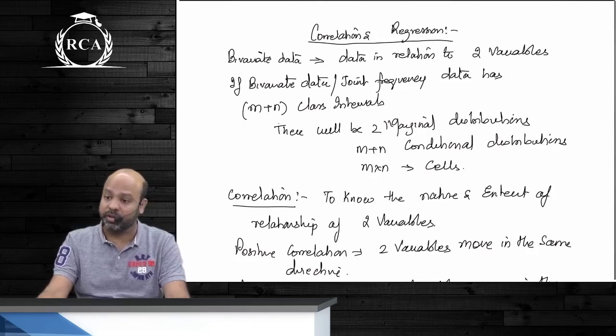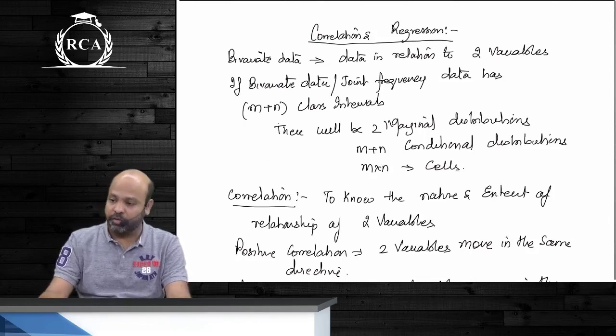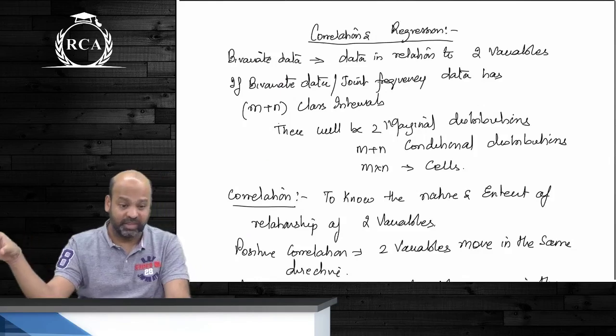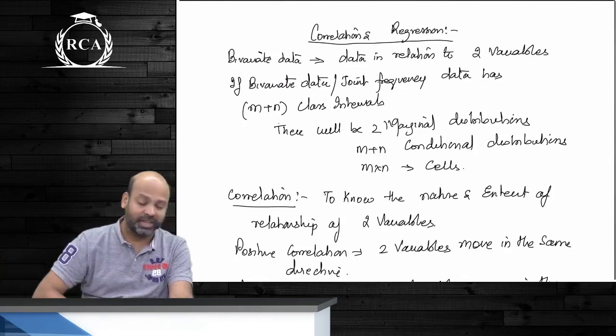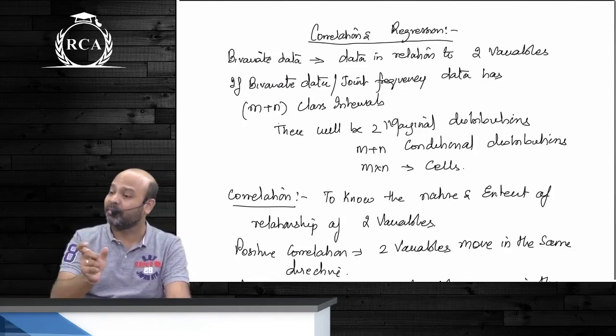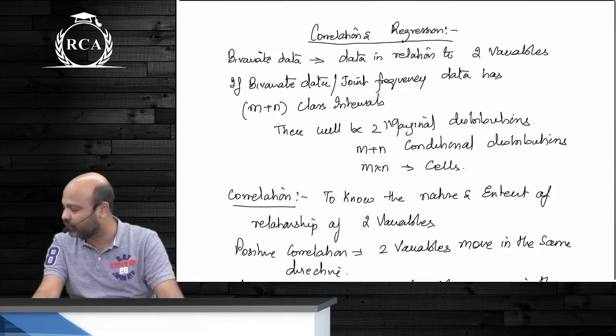There are how many frequency cells? If you have 10 class intervals of the first variable and 10 class intervals of the second variable, the total number of frequency cells will be 10 into 10, 100. We have learned that as P into Q or M into N: M class intervals of the first variable, N class intervals of the second variable.